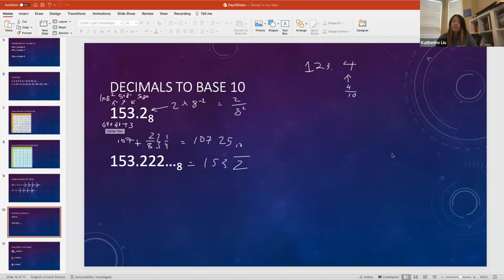Like, you might have seen this if you're doing 1/3, right? It's equal to 0.3333, and it just never ends. And we can shorten that by writing 0.3 repeating.